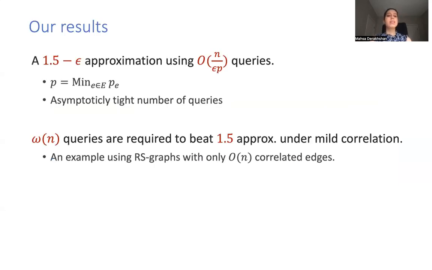Our answer here is you can get down to almost 1.5 approximation ratio using O of n over epsilon p queries. And as I mentioned, this number of queries is required to get any constant approximation, so it's tight. We also show that little omega of n queries are required to get anything better than a 1.5 approximation ratio if you allow only O of n edges to be realized in a correlated way. So it means that to be able to get better than 1.5 approximation, you have to strongly use the fact that edges of the graph are realized independently.